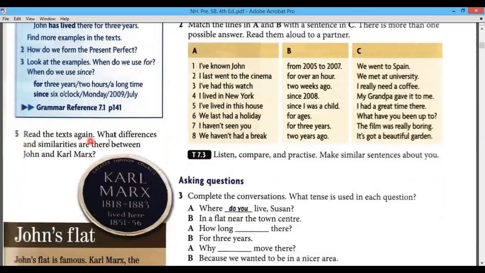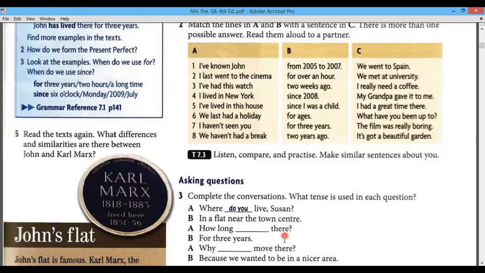Read the text again. What differences and similarities are there between John and CarMax? Read the text about John on page 54 and the text about CarMax on page 55 again, and find the differences and similarities between them. Take 10 minutes, then check the answers with me. You can pause and check the answers with me, okay?